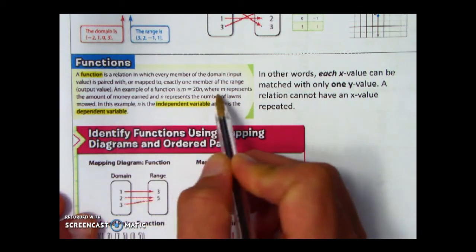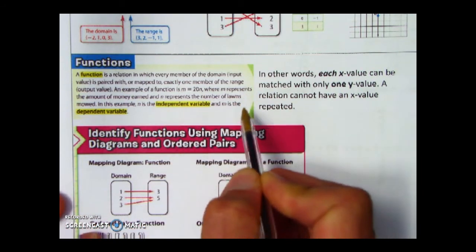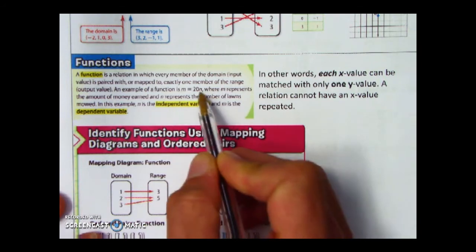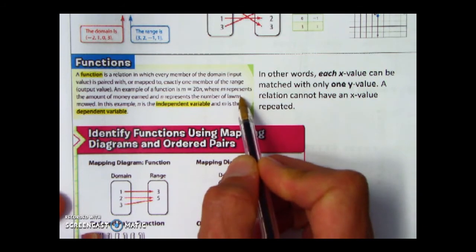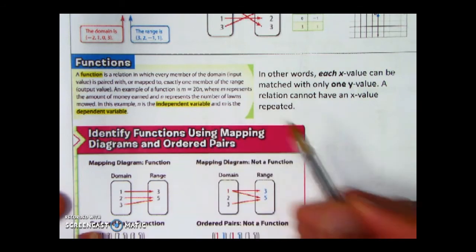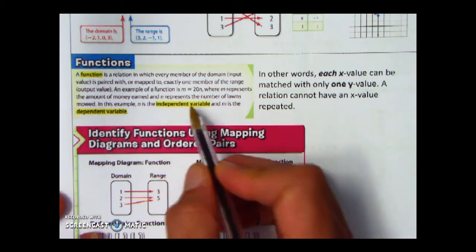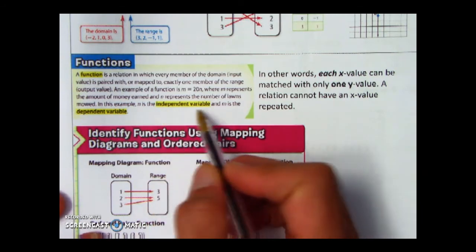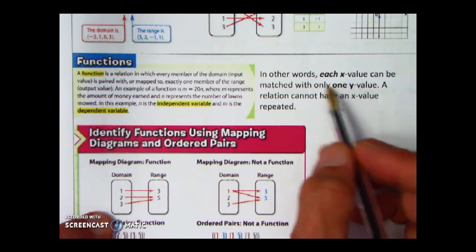So an example of a function is m equals 20n, where m represents the amount of money earned. So I earn $20 for every lawn. If I mow 2 lawns, I'm not going to sometimes get $40. I'm only going to get $40 because the 20 makes it so that my m is $40. So it all goes back to your independent and dependent variables. If you have an independent variable, you should only get one outcome from that. That's what makes it functional, or a function.